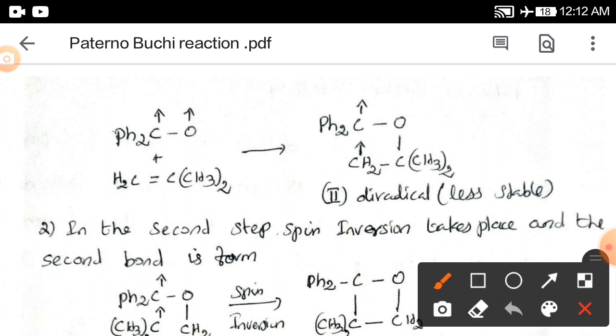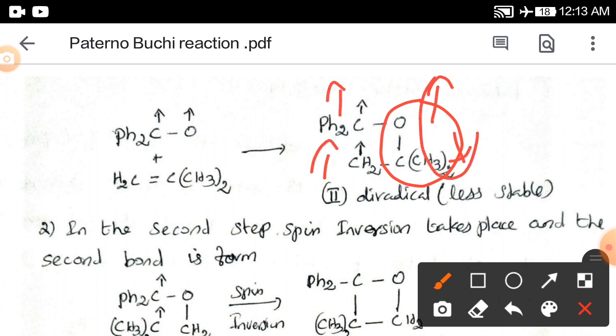Okay, so we are getting this one. In the previous one we are getting O bond CH2 here, O bond with CH3 twice. CH2 is here, so both bonds are upward. Here also both bonds are upward. Here one is upward, another one is downward. That's why it is bond as a bond.